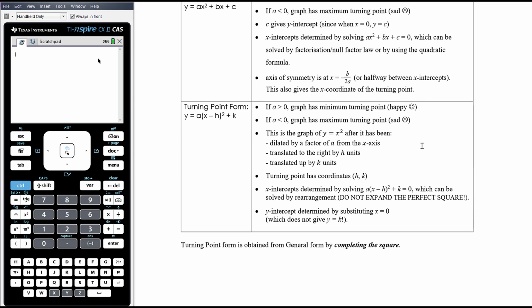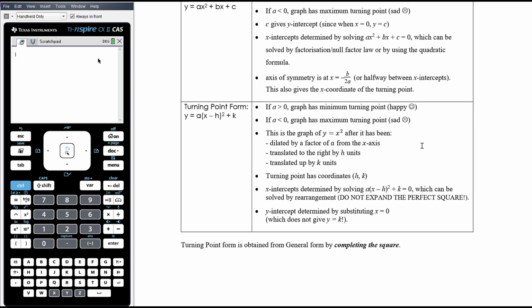Do not expand. And the y-intercept is found by substituting x equals 0. Note, the y-intercept is not the number on the end. It is here because when you let x equal 0, you just get left with c. But here, when you let x equal 0, you don't get left with k. Okay, so that's another common mistake.